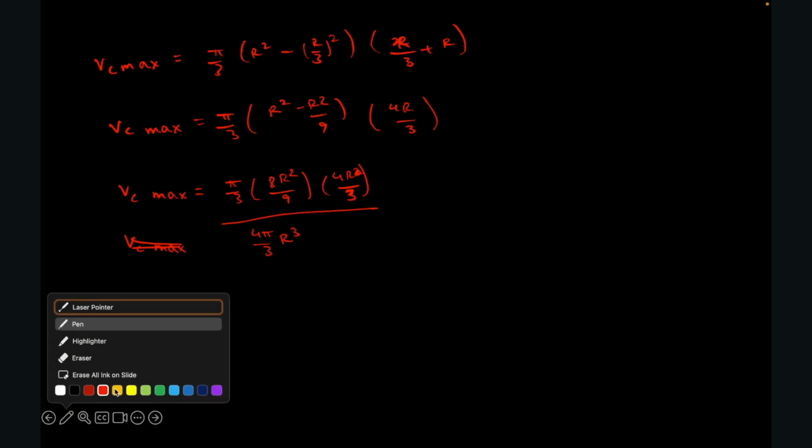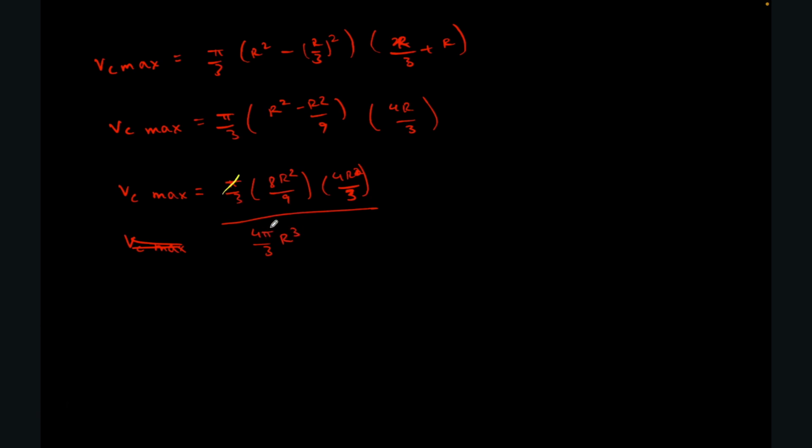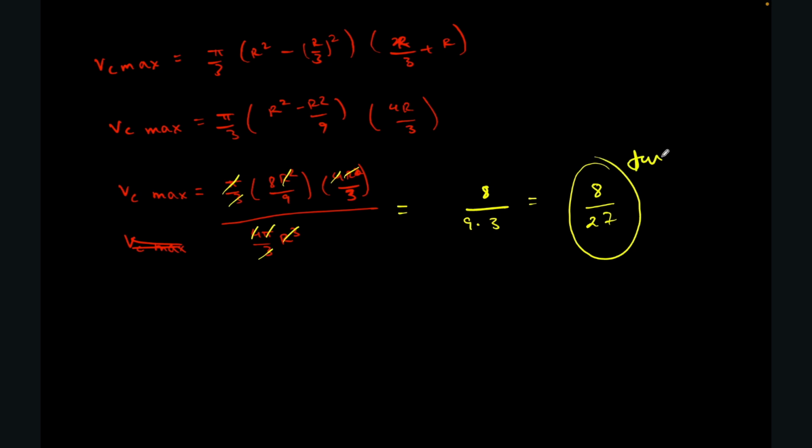So that's going to cancel out, hopefully, the π, the 1/3, the 1/3, the 4 and the 4, and the R's. What I'm left with now is 8 on the numerator and 9 times 3, which is just 8/27. That's the probability. That's the final answer.